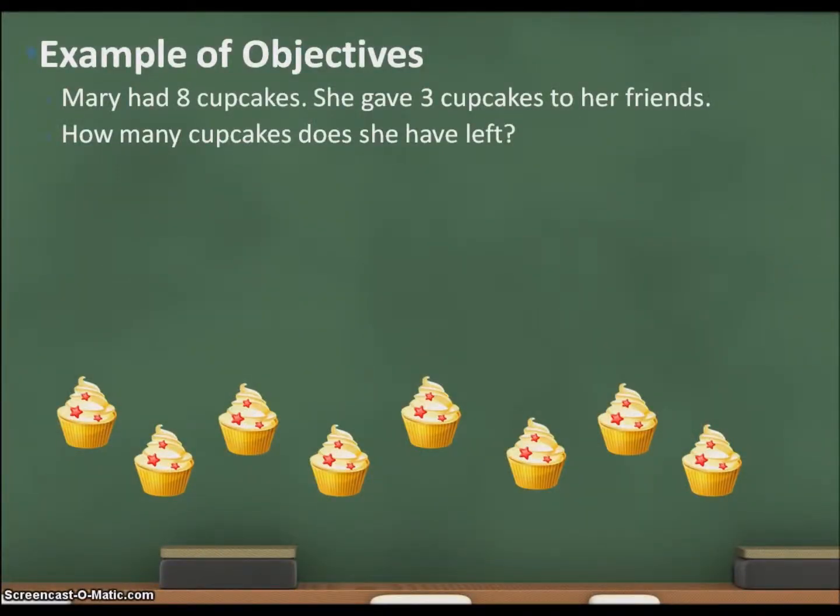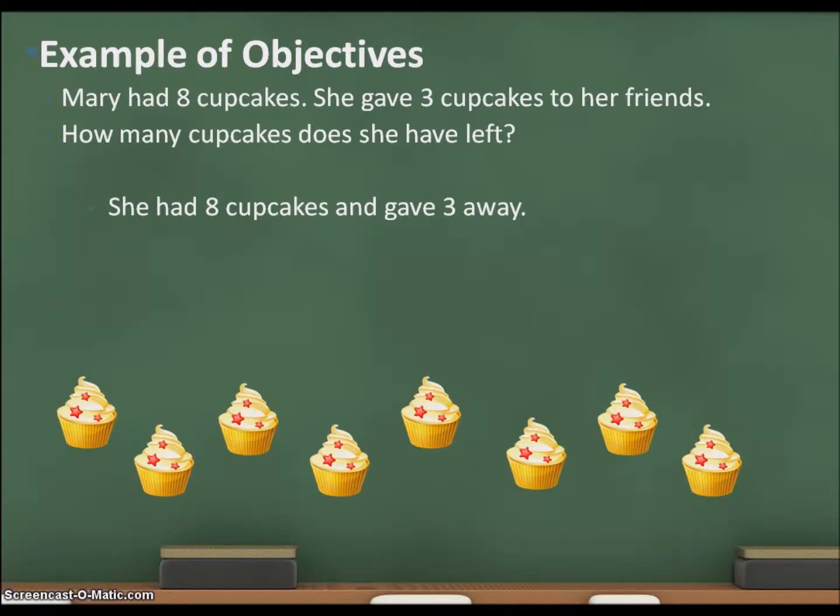Here is an example of the objectives of this module as stated in the module introduction. Mary had 8 cupcakes. She gave 3 cupcakes to her friends. How many cupcakes does she have left? The important information is that she had 8 cupcakes and gave 3 away.